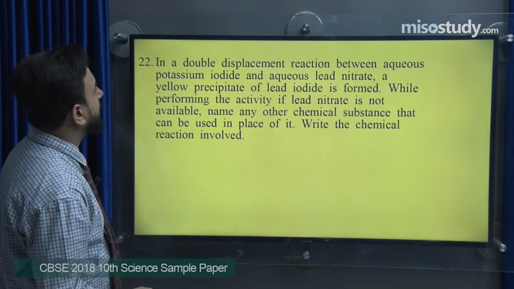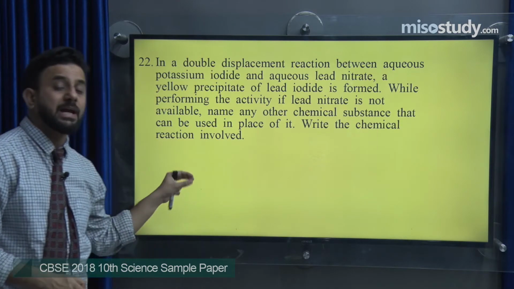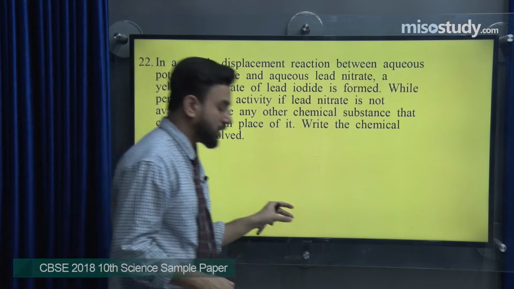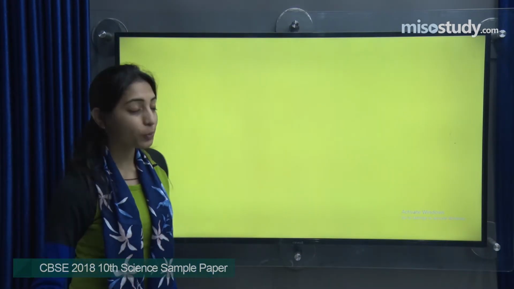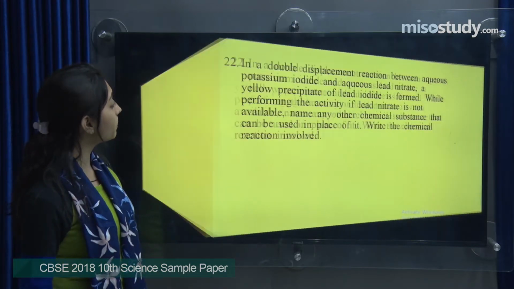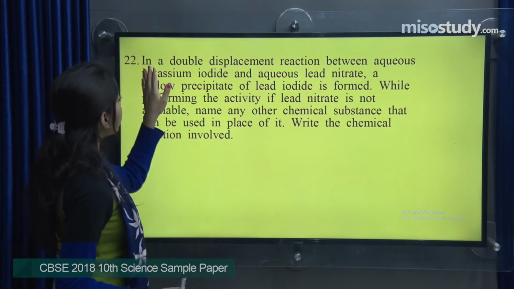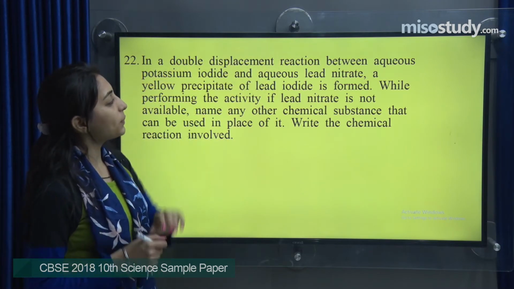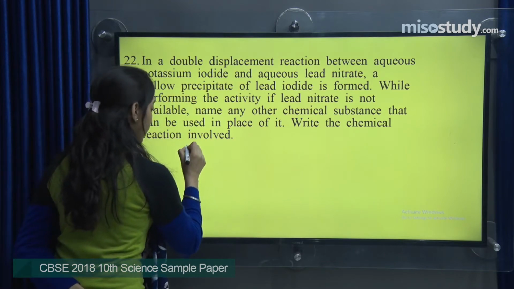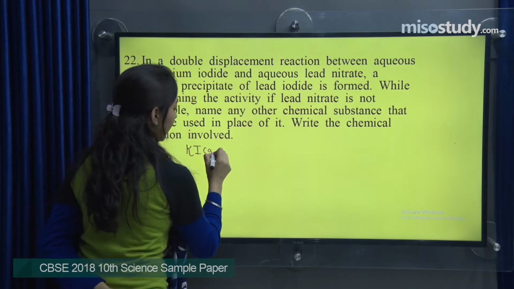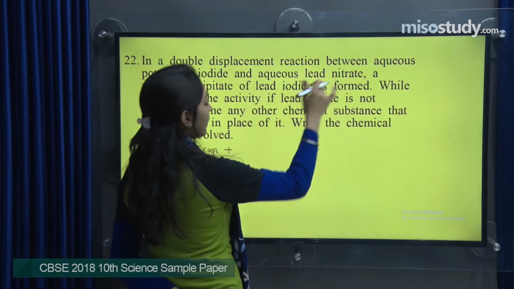In a double displacement reaction between aqueous solutions, this is a chemistry question which will be dealt with by the chemistry teacher. Okay guys, so once again I am here with you, and let's move on to the next question. This next question is, in a double displacement reaction between aqueous potassium iodide, we know potassium iodide is KI aqueous, and its reaction is being done with aqueous lead nitrate.